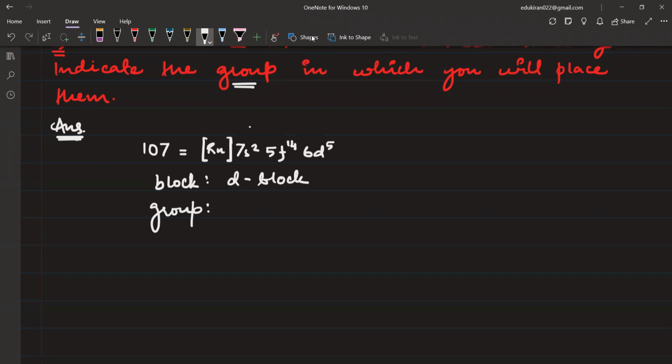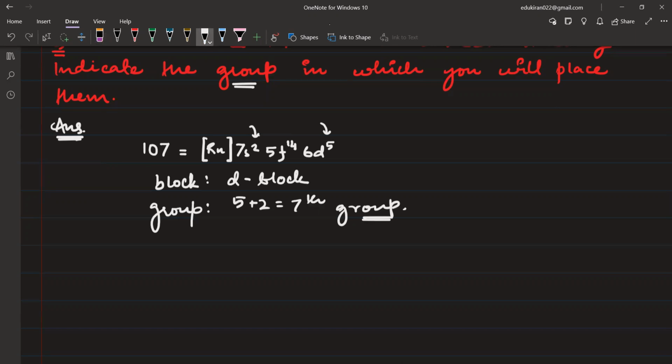Because it is d block, it will be 2 + 5, is 7th group. Okay, so 107, this is borium, named after Niels Bohr, but if you get the IUPAC name, this will be unnilseptium, I think.